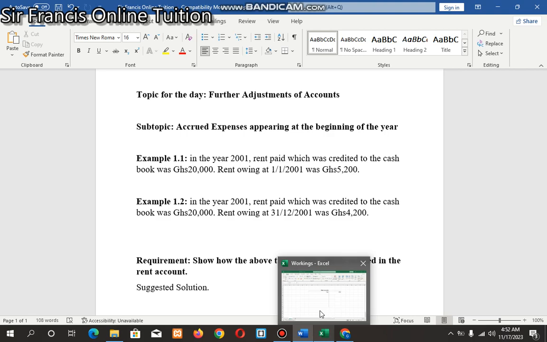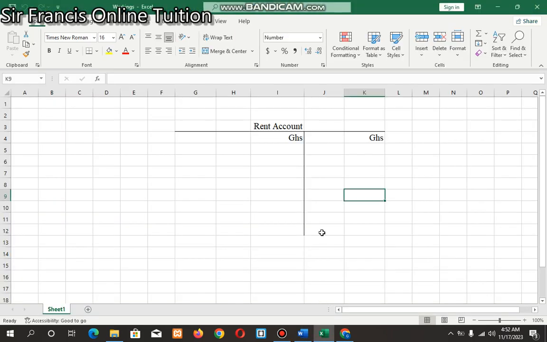So open a new page of your book or whatever you are using in your learning and set your account like this. You have the name of the account on top of the T account. This is how we create an account in accounting. If this is the first time you are seeing something like this, this is how we open an account, and your account should have a name. Over here we are dealing with rent, so we have our rent account.